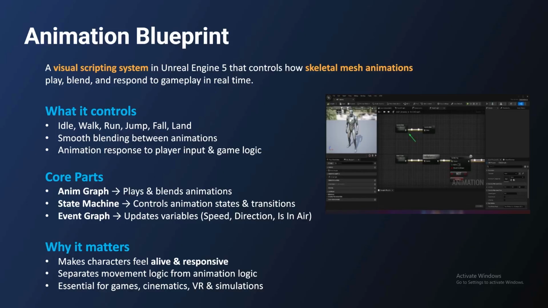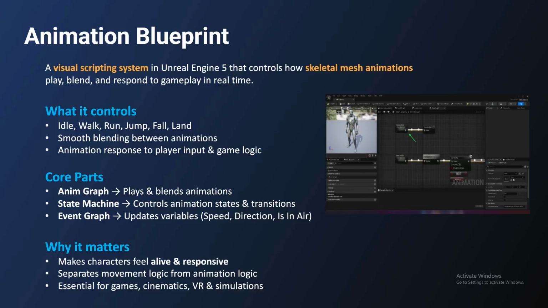There are three integral or core parts of an animation blueprint, which are anim graph, state machine, and event graph. We'll have a look at them later on. Why do we use an animation blueprint? It makes a character feel alive. It is an essential core part of games and cinematics because it handles the animation logic and the movement logic for the game.